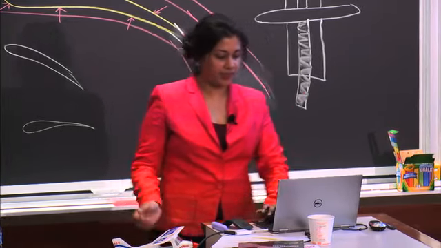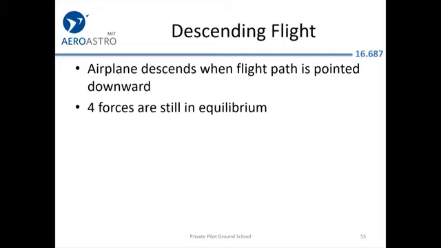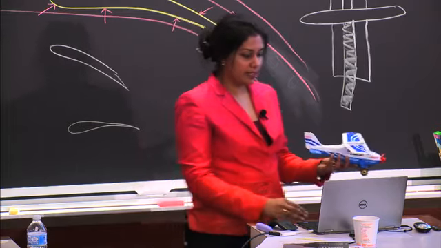So one thing to talk about: we talked about climbing flight, F equals ma. So once you're done changing the velocity and you don't have a change in velocity, your forces are in equilibrium. So the same is the case with a descending flight.